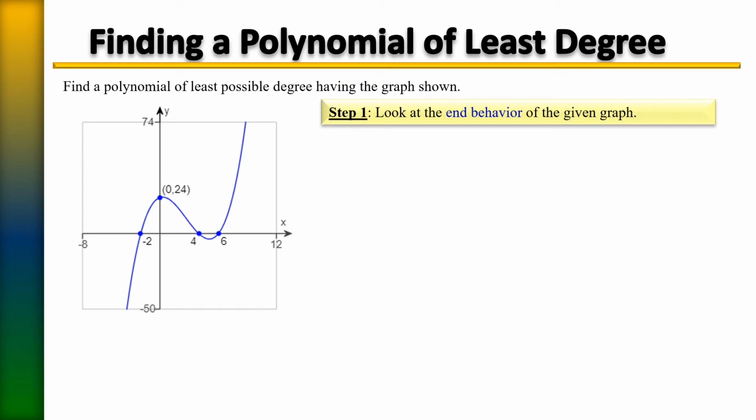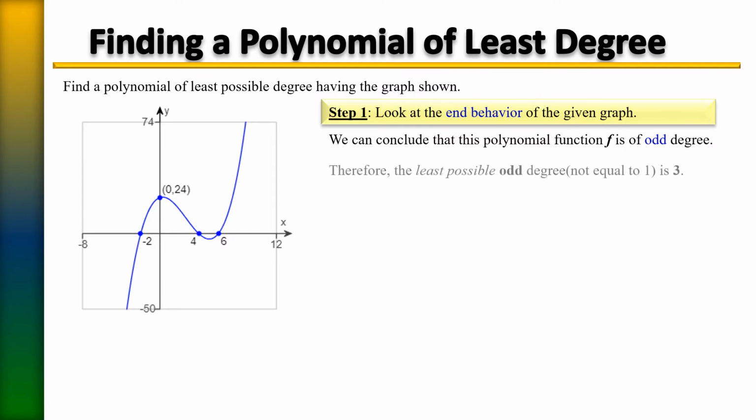So step one, we're going to look at the end behavior of the graph, and notice that the graph is moving from left to right in an upward motion, as a rise. We also see that that is the shape of an odd polynomial function. So we can conclude that this is an odd polynomial function just based on the behavior. So with an odd polynomial function, in writing the least possible degree, it would have a degree of 3.